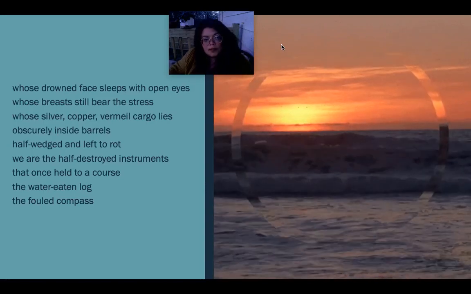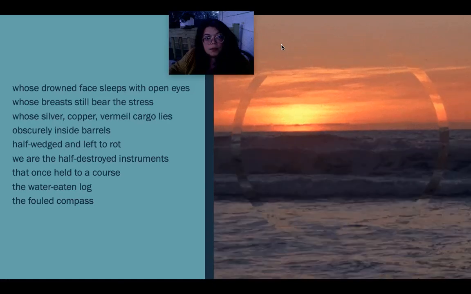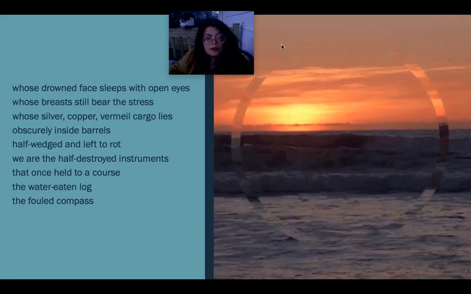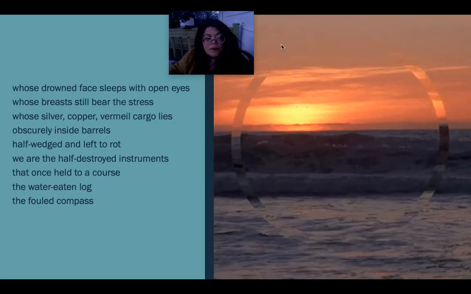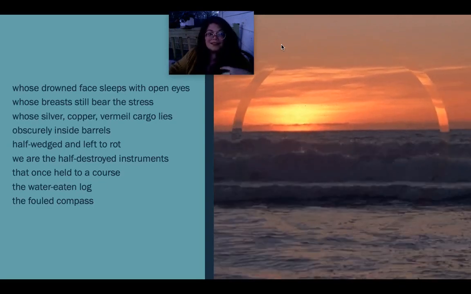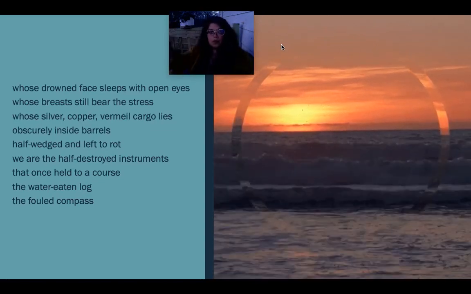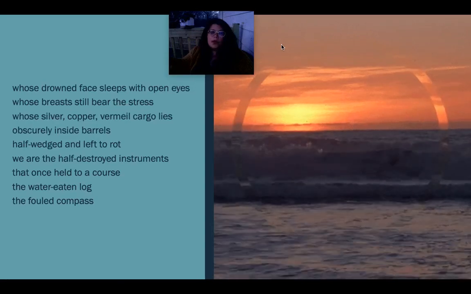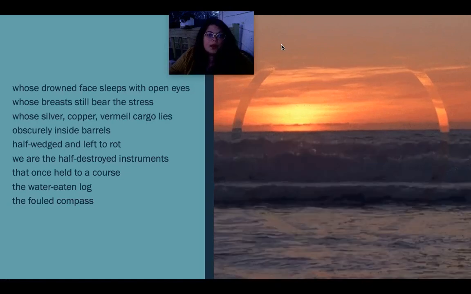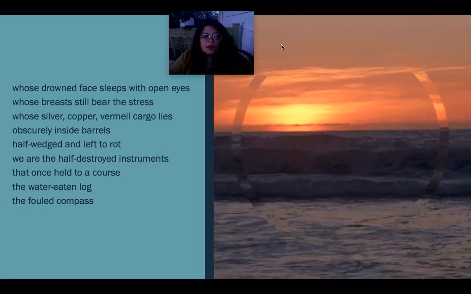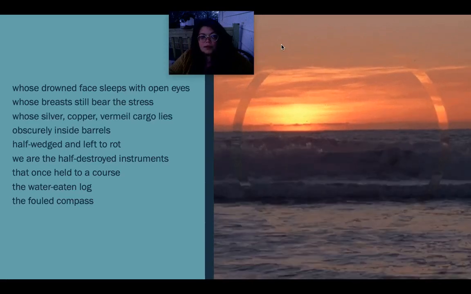So I came to see the wreckage. I came to see the damage that had been done, what had been committed, the atrocities. I came to look at the thing myself, and I'm finding that it was worthless. Right, because we always want to justify the wreck. We want to sort of justify what it is that we create or the problems that we cause. So the water-eaten log. We are the half-destroyed instruments that once held to a course.